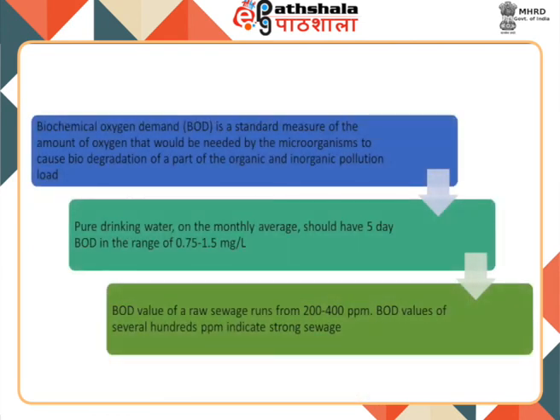BOD is a standard measure of the amount of oxygen that would be needed by microorganisms to cause biodegradation of a part of the organic and inorganic pollution load. Pure drinking water on the monthly average should have a 5-day BOD in the range of 0.75 to 1.5 mg per liter. The BOD value of raw sewage runs from 200 to 400 ppm. BOD values of several hundred ppm indicate strong sewage.